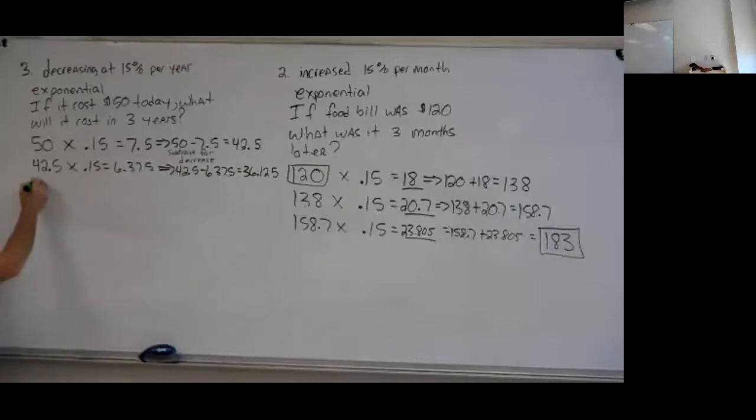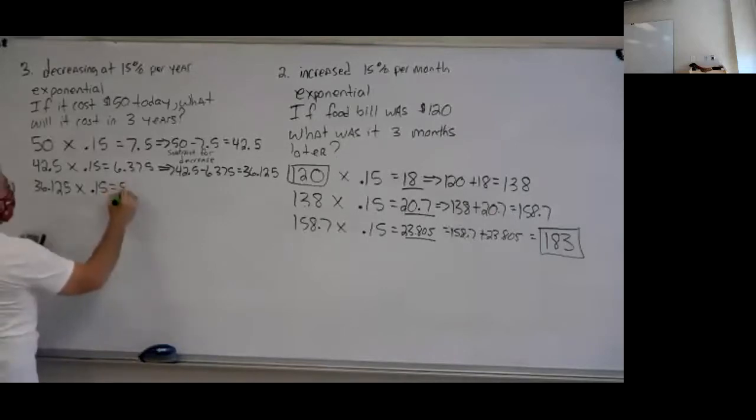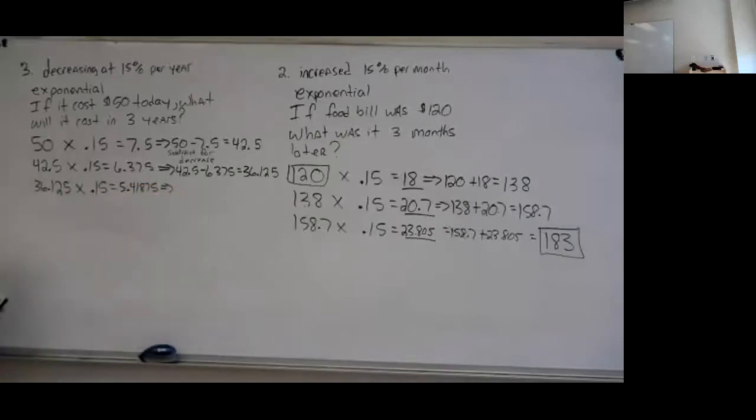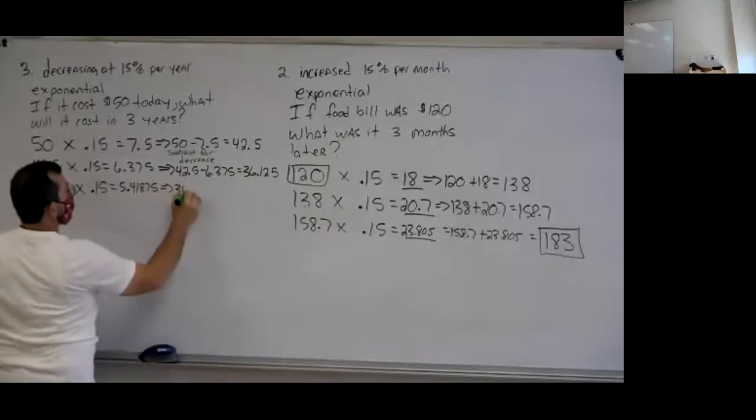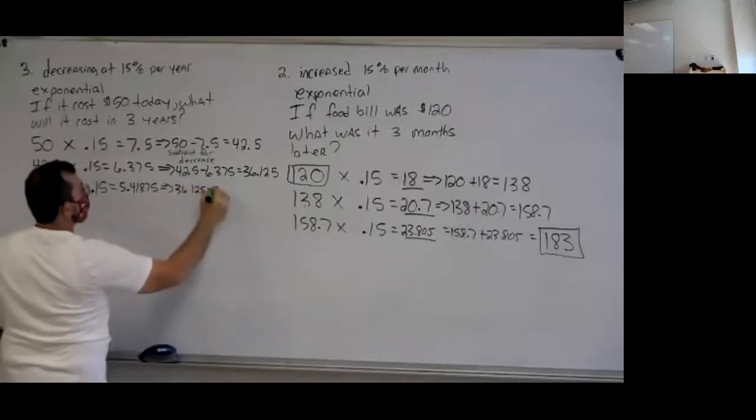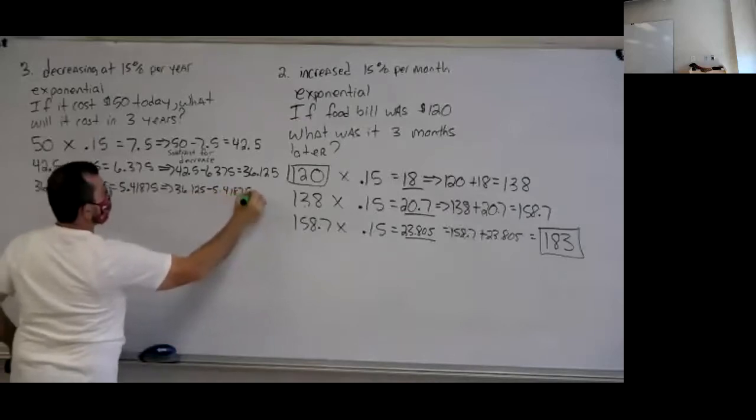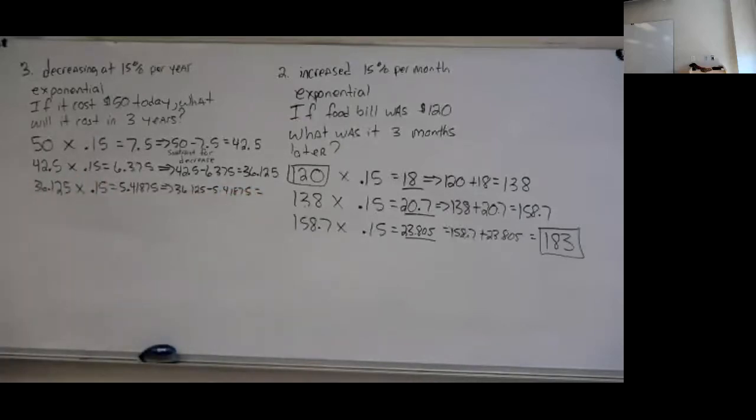All right, so year 3, my starting amount is $36 and basically 13 cents, it looks like. I'm decreasing by another 15%, which now gives me 5.41875. So now I will subtract that decreased amount from my starting amount for third year, minus the 5.41875. This answer now I will round off, okay?